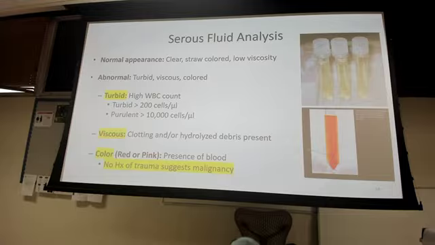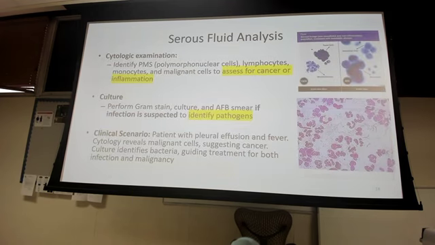per microliter. All right. Viscous means that it's clotting or hydrolyzed debris is present, and then if the color is red or pink, it means that there's a presence of blood. So if it wasn't a traumatic collection, if it was a normal collection, and there's still blood in there, that probably means there's some type of malignancy going on with your patient. And so this is just what it looks like under the microscope. You all won't necessarily see that, but we will.